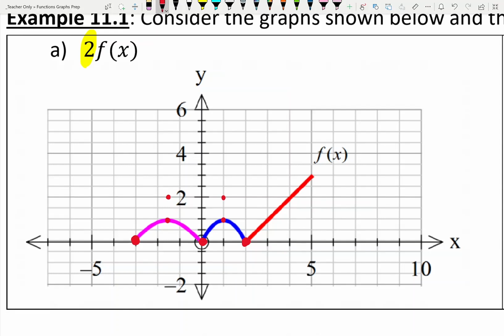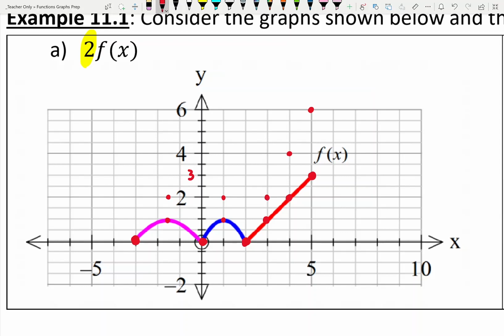We can then have a look at our endpoint here, which has a value of 3. This is 3 here. That value doubles to 6. Notice that none of the x coordinates are changing, it's only the y coordinate. You can also do the same thing here. When x equals 4, y is 2, so it doubles to 4. When x equals 3, y is 1, and it doubles to 2.